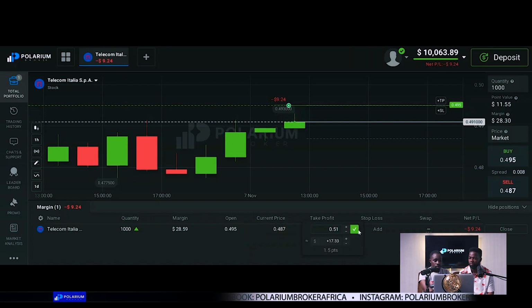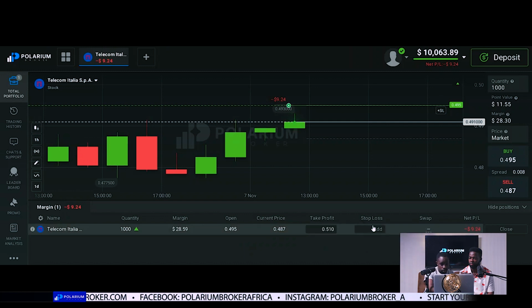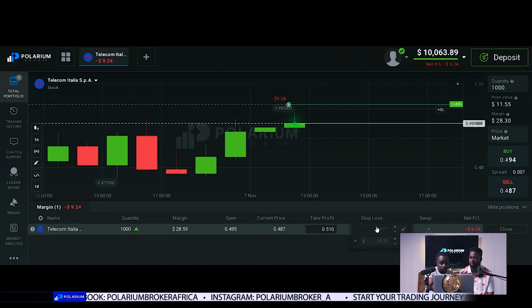Then we come to stop loss. Remember the current price is 0.487. If we do 0.47, no, that's too low. That is essentially our margin, so we can't use that. 0.35, no, it will have to be close, like 0.48. Okay, let's do 0.477. Then we set.